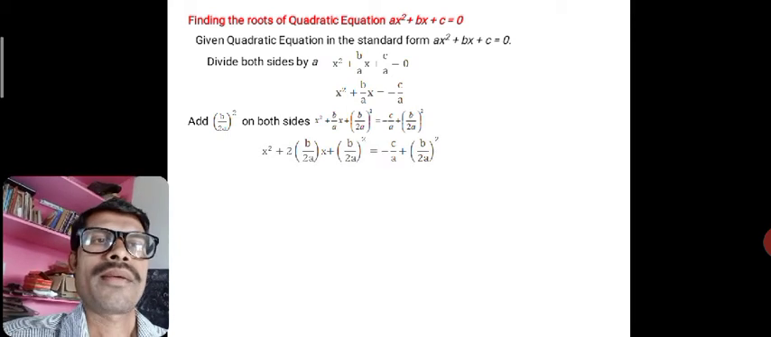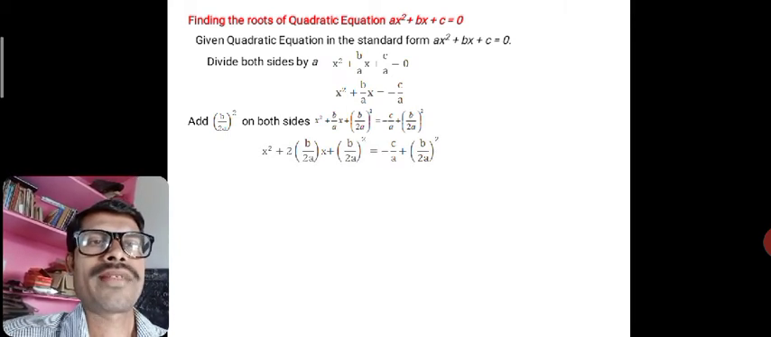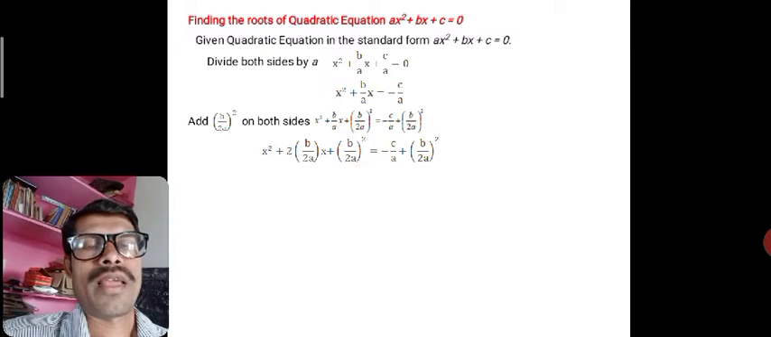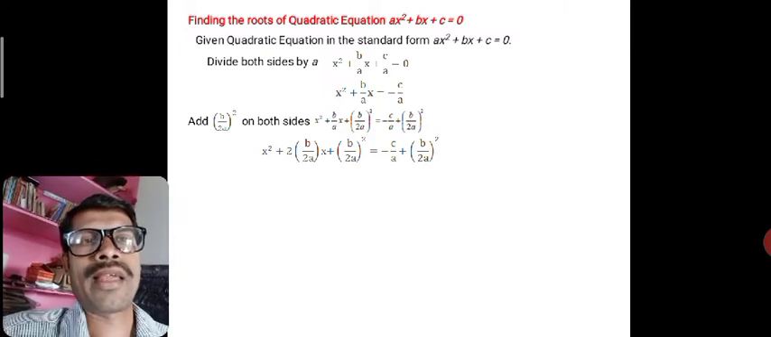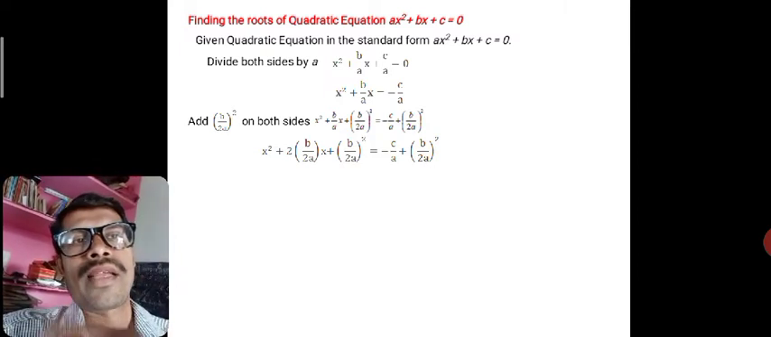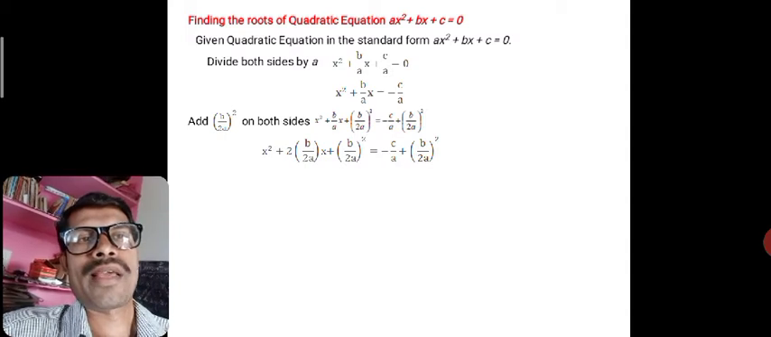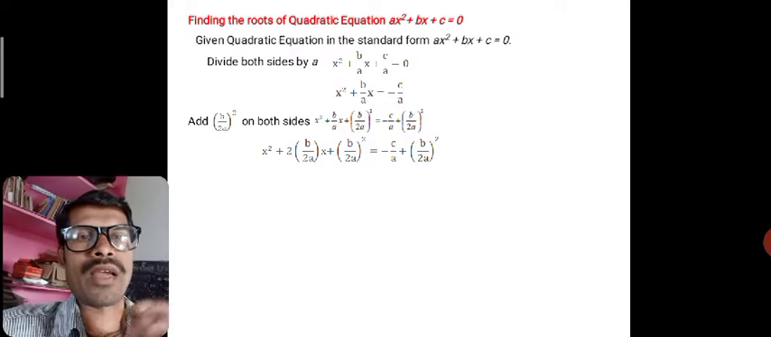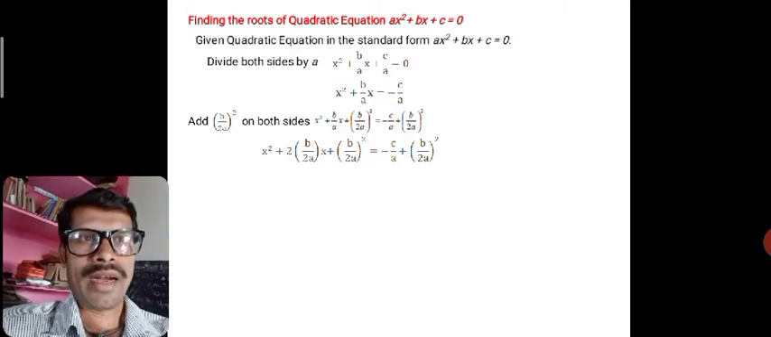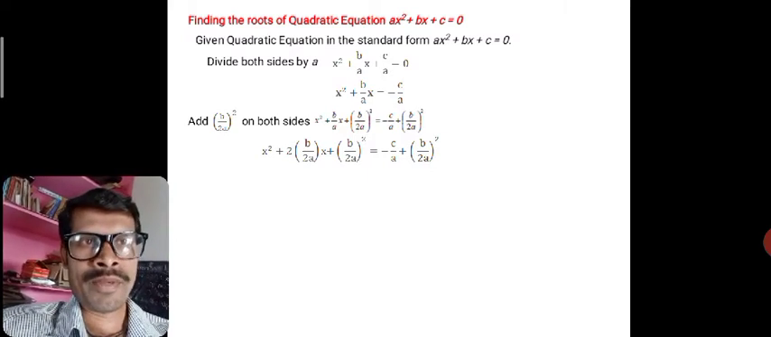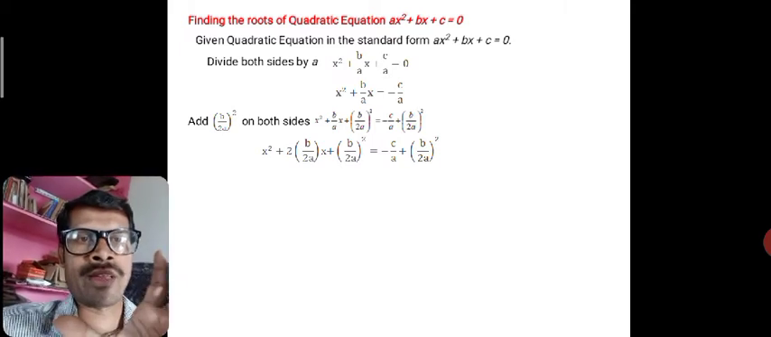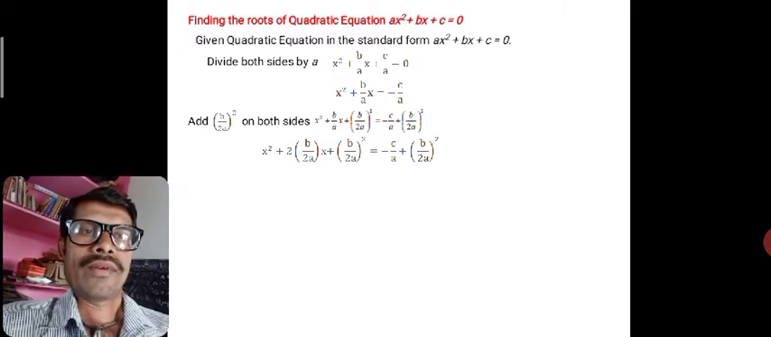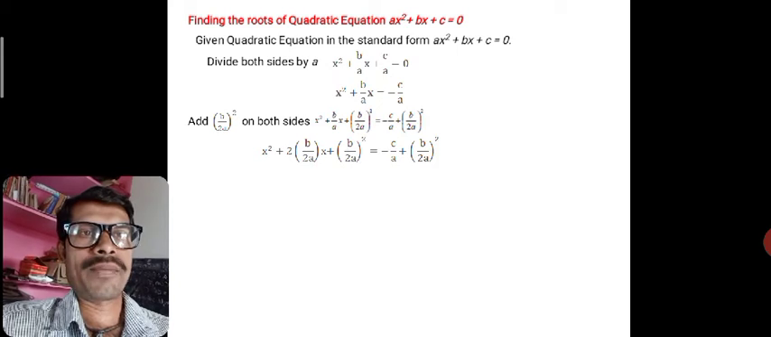Then rewrite that b by a as 2 into b by 2a. The 2 gets cancelled again in the middle term, and you will get the same b by 2a into x as it is. Why do we have to reform that? We have to write that equation in the a plus b whole square form, that is the perfect square form. For that you have to rewrite that middle term.